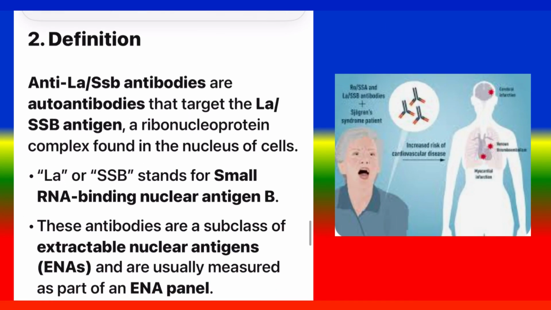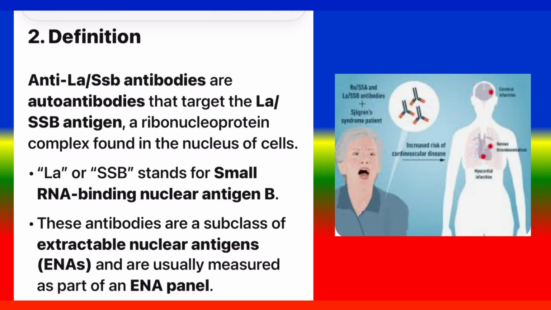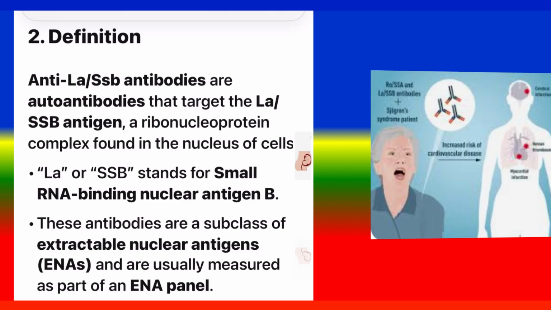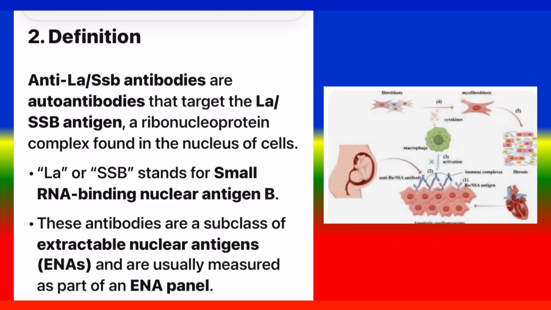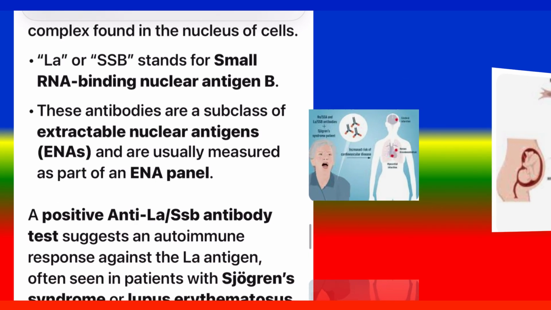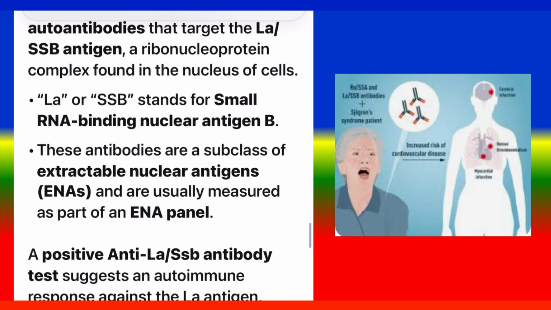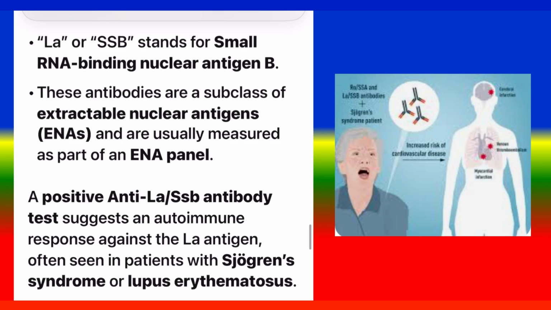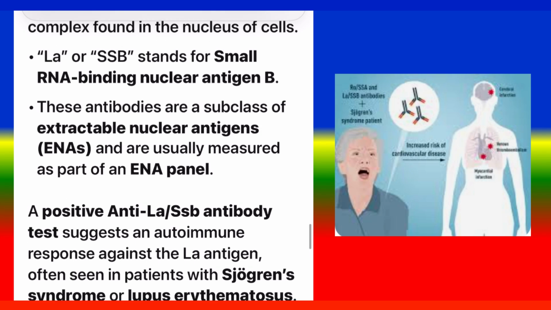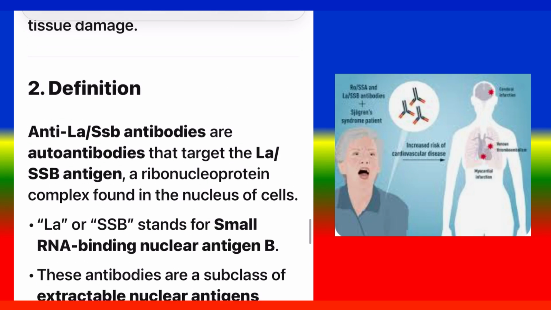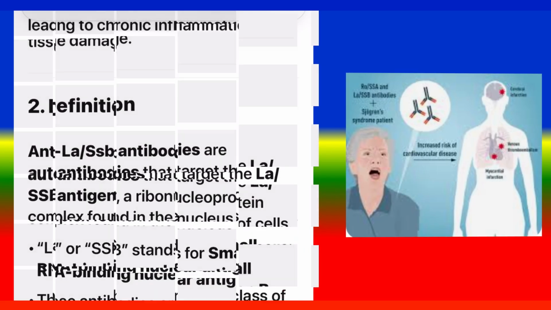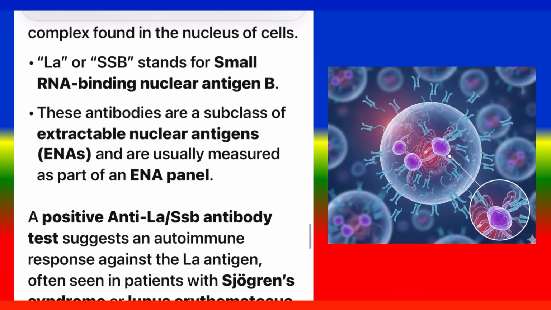Number 2. Definition. Anti-SSB antibodies are autoantibodies that target the SSB antigen, a ribonucleoprotein complex found in the nucleus of cells. La, or SSB, stands for small RNA binding nuclear antigen B. These antibodies are a subclass of extractable nuclear antigens, ENAs, and are usually measured as part of an ENA panel. A positive anti-SSB antibody test suggests an autoimmune response against the La antigen, often seen in patients with Sjögren syndrome or lupus erythematosus.